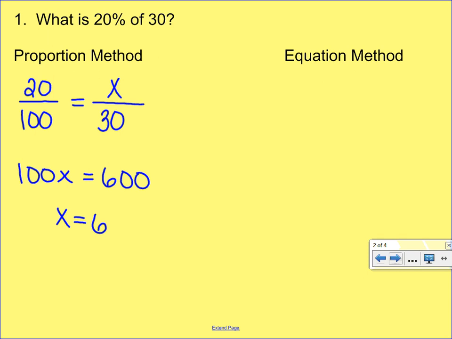With the equation method, we just have to translate. It says what is. Well, the what is our unknown, so put an x in there. Is means equals. 20% has to get converted to a decimal, so that would be 0.20. And then of means multiply, and I would recommend parentheses here for multiplication just because the dot may get confused with the decimal here. So let's just stick with parentheses. And when you multiply the 0.20 times 30, we get 6, which we should because we're solving the same problem.